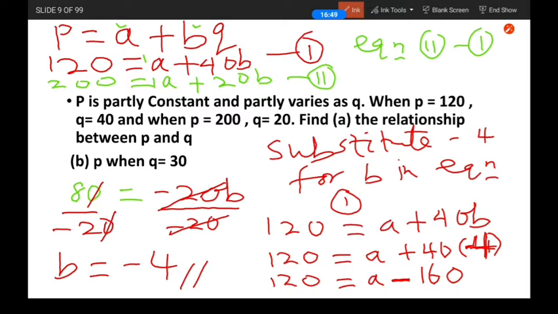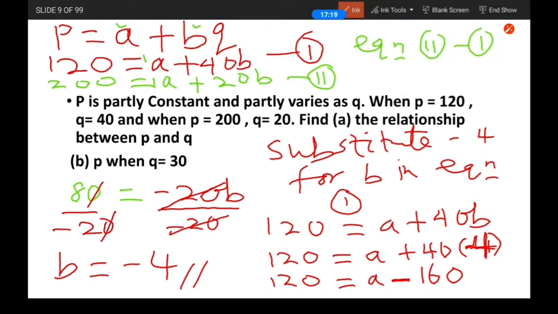Such that 160 will go to the other side. So we are going to be having 120 plus 160. And what is that going to give us? Can somebody tell us what that is going to be? Yes, very good. It gives us 280. Correct. So our A is 280. Our B is minus 4.